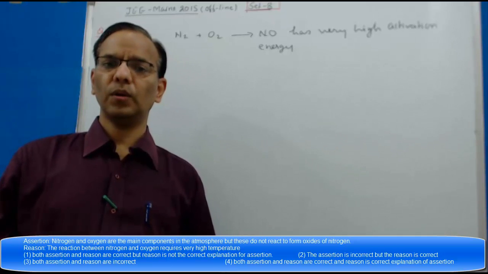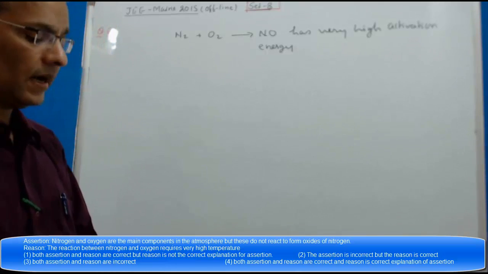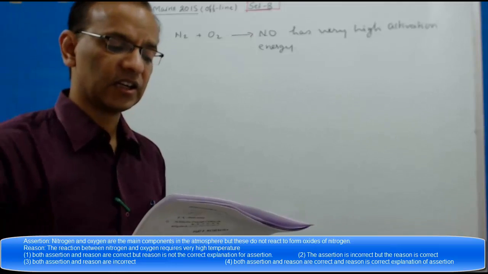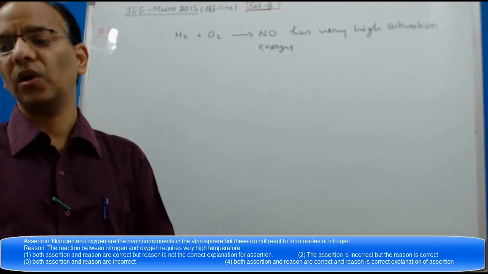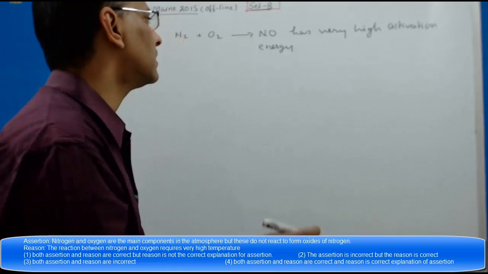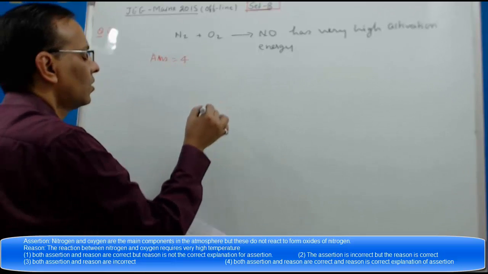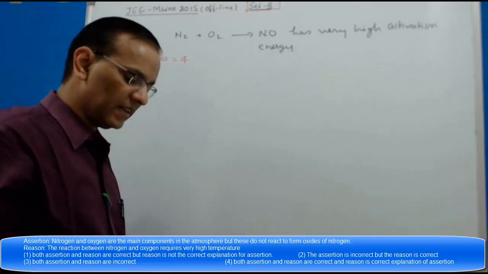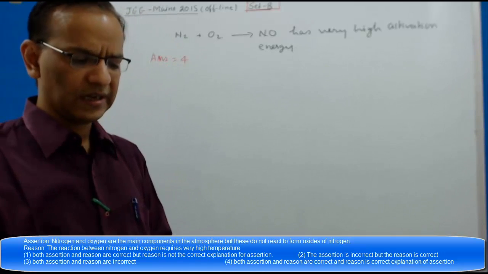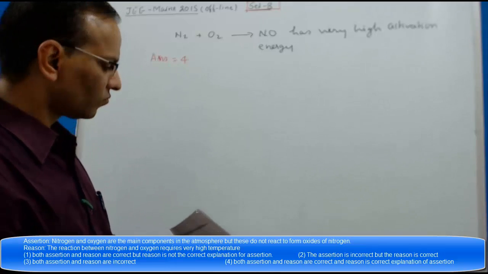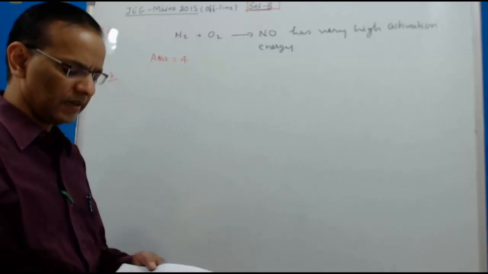So both assertion and reason are correct, and the reason is the correct explanation of the assertion also. So its answer will be the fourth answer. Answer 4: both assertion and reason are correct, and reason is the correct explanation of assertion. So this is a simple question. Now I continue with question number 7, which is also a very simple and theoretical question.